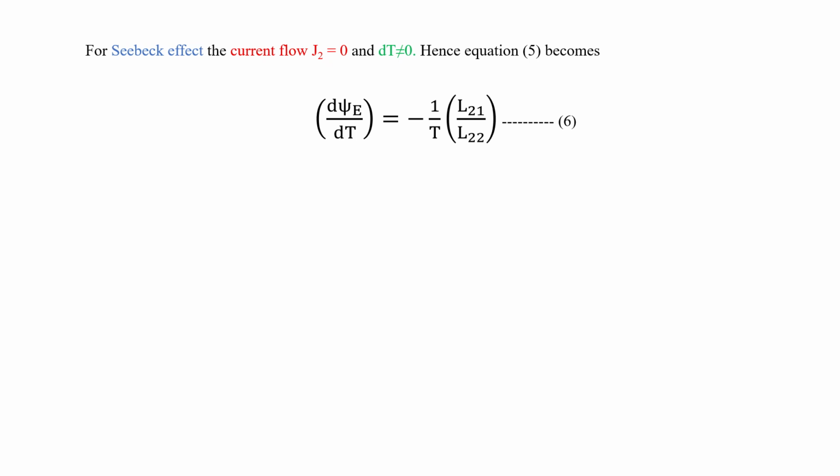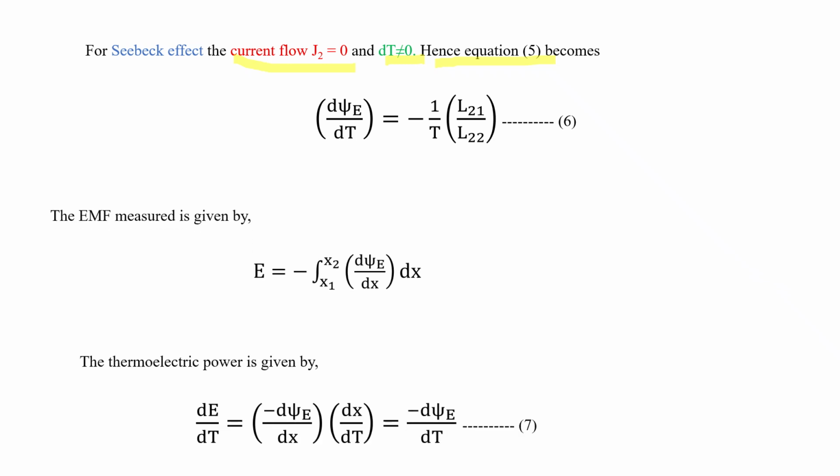So here you can see for the Seebeck effect, which we have already discussed in the previous slide, the current flow will be 0. So J2 will be 0 and D2 will not equal 0. Hence equation 5 becomes as follows. The EMF measured will also be given as E is equal to minus integration of d psi E by dx into dx. The dx can be cancelled, since putting dx in the numerator and denominator will not change this equation.